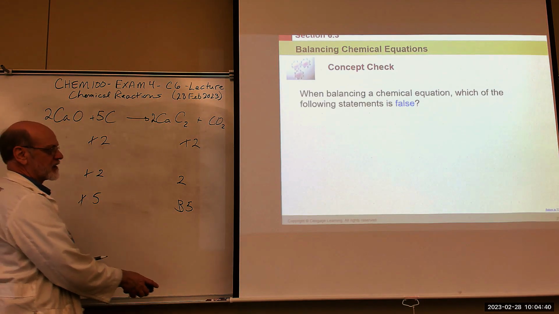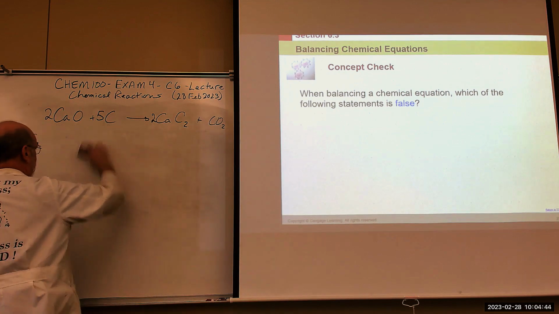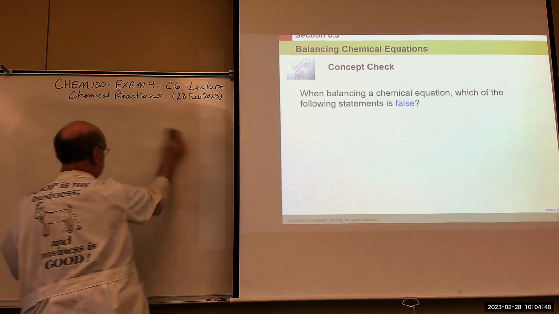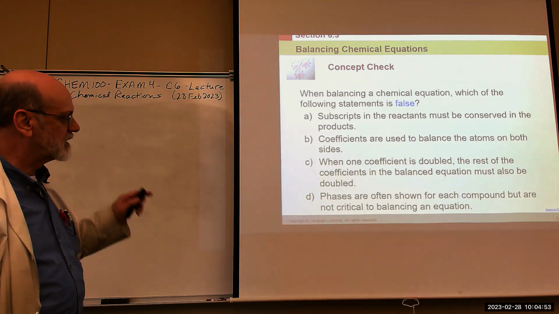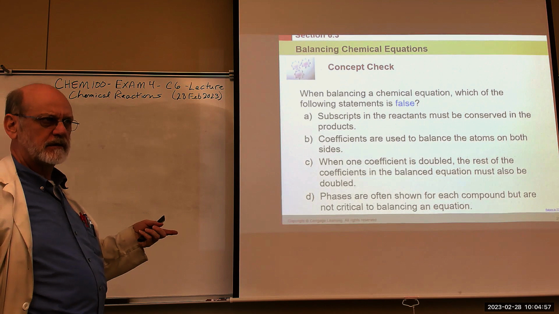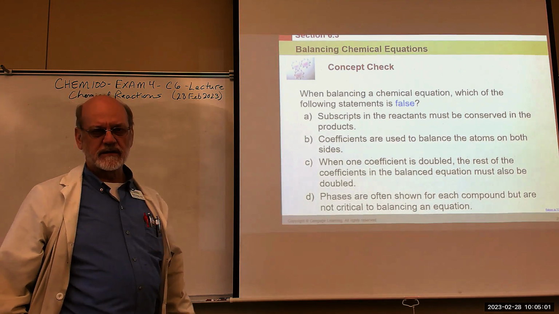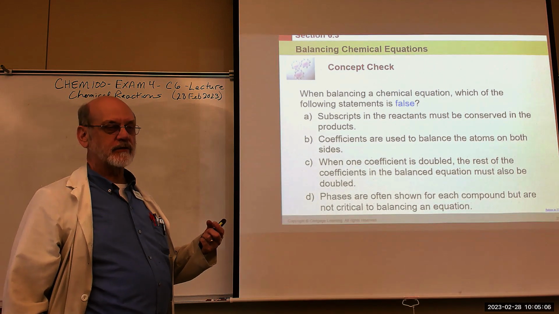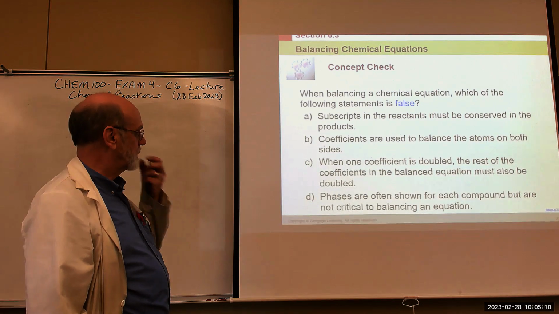So when balancing a chemical equation, which of the following statements is false? Let's see what the statements are. Subscripts in the reactants must be conserved in the products. That doesn't make any sense. If you have to conserve the subscripts, then you have to write the compounds incorrectly. Right? A can't be right.